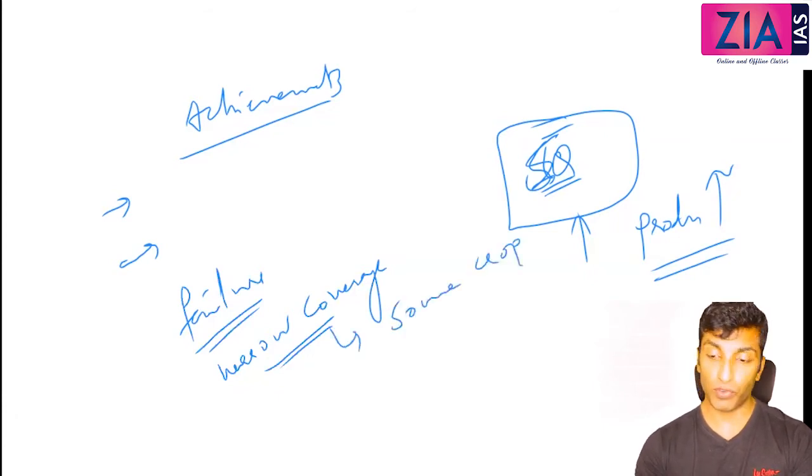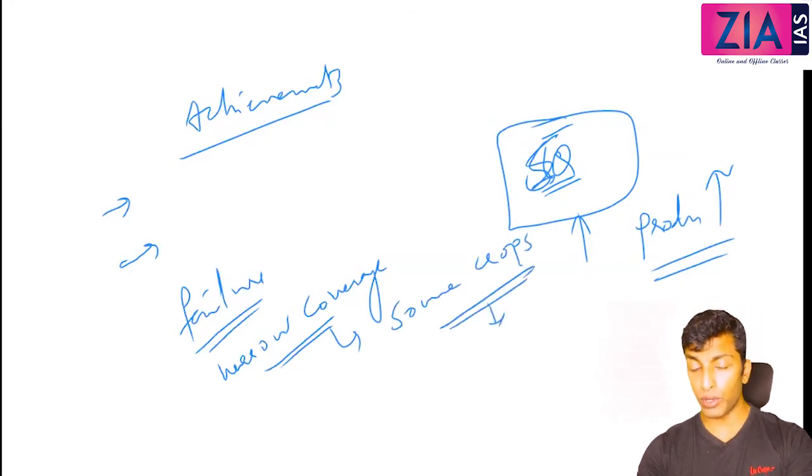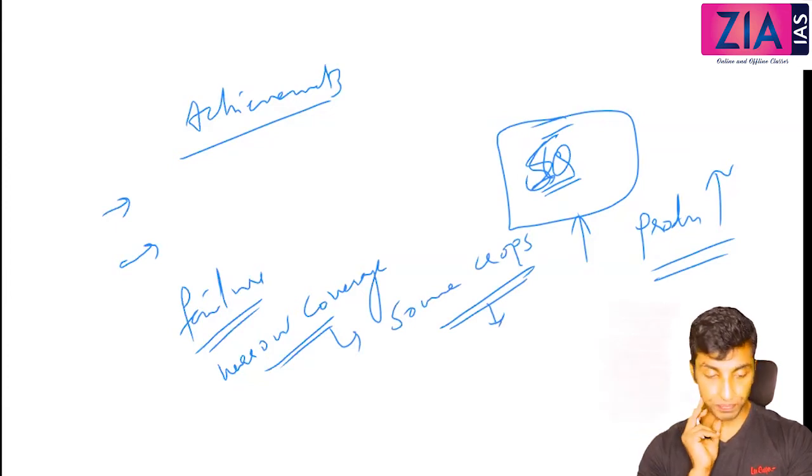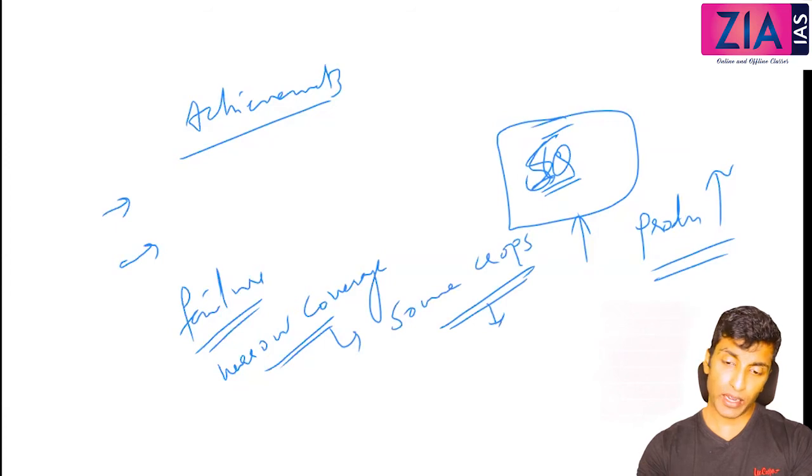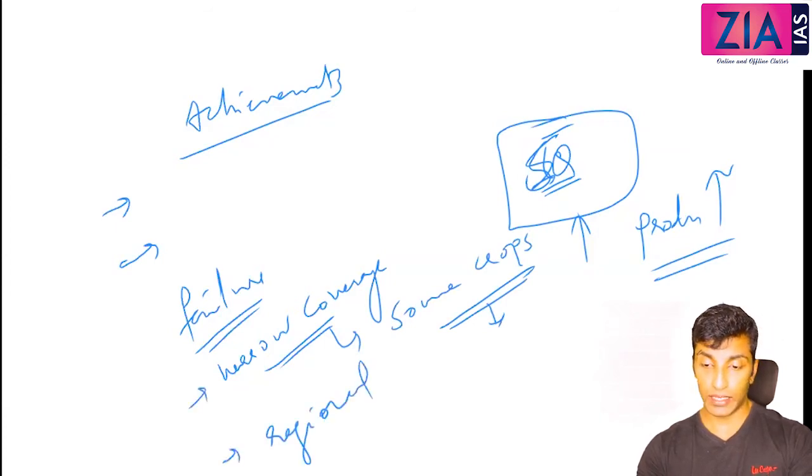Some crops. So what happened with this? I have told you before also, it led to the problem of less diversification of crops. So all those issues were there. Second point, you can write regional disparity.